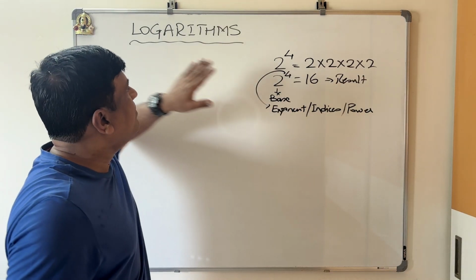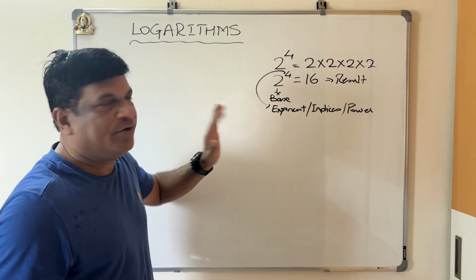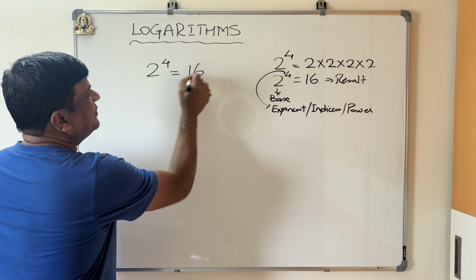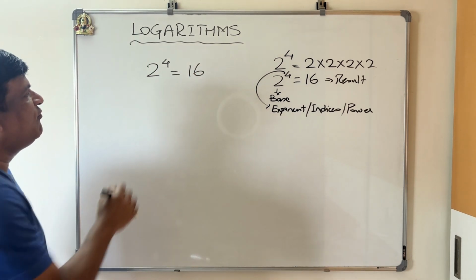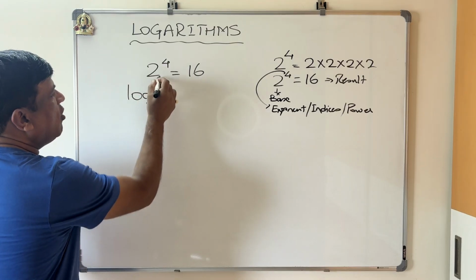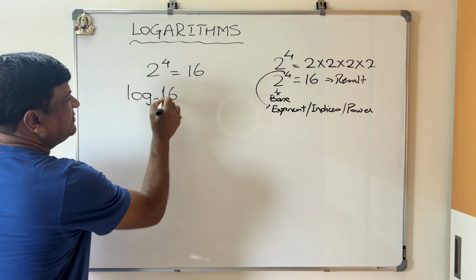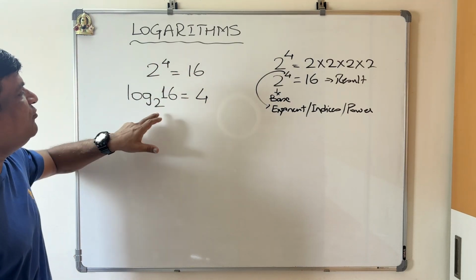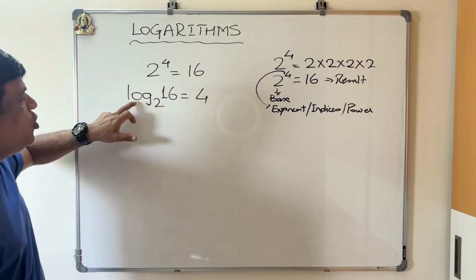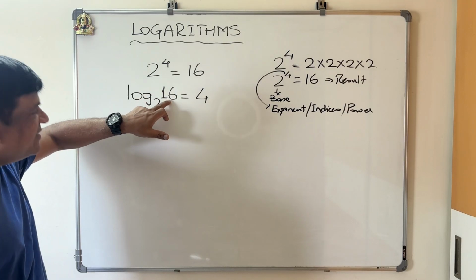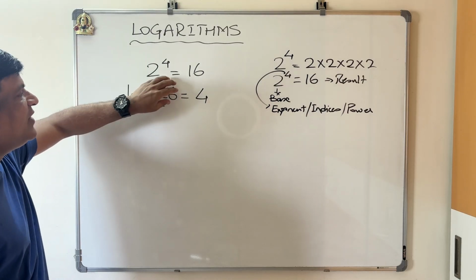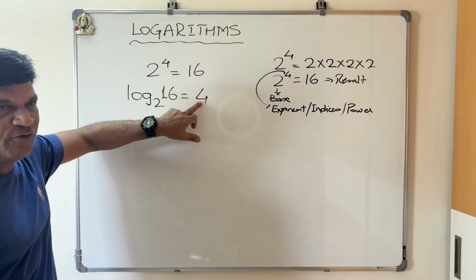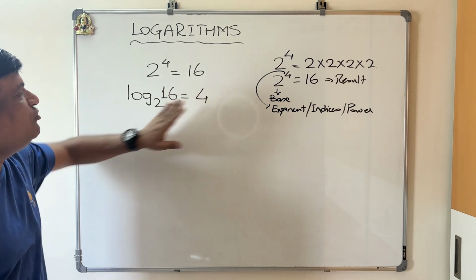The same thing can be put into a log format and shown. So I'll take the same thing, 2 to the power 4 is equal to 16, and put it in a log format. Look at it. Log of base 2 of 16 gives me the result 4. So I'm just interchanging those values. So log to the base 2 of 16: if it has grown to 16, then how many times did it grow? That is the result 4. This is how you show it as a log.